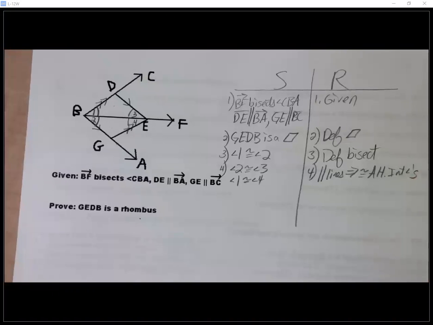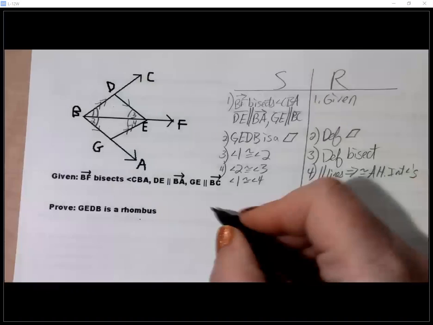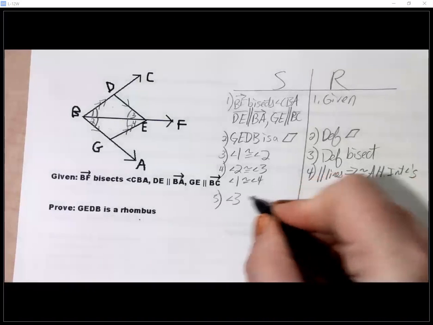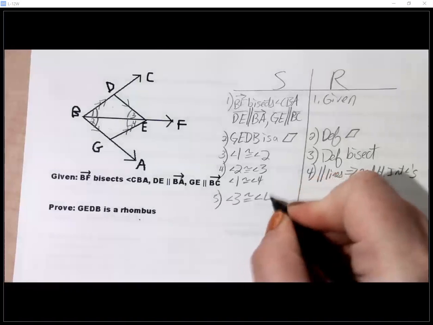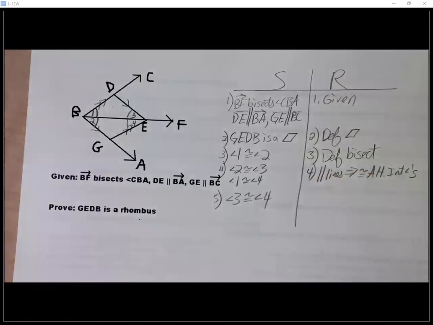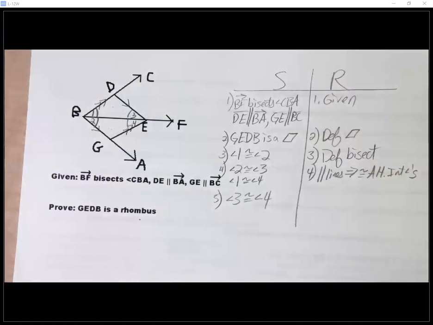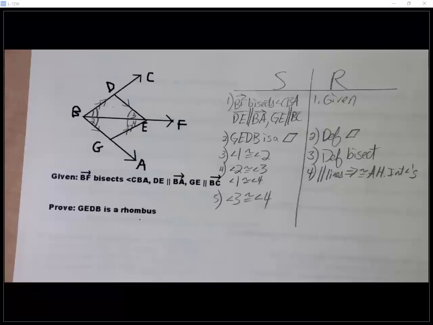I'm trying to get 3 equal to 4 though. Do I have enough to say that? Can you say that 3 is equal to 4 now? Yeah, why? Substitution, because if 1 is equal to 2, then 2 is equal to 3, and 1 is equal to 4. Here's a good example of transitive when you're doing multiple substitution. If you say substitution, I would take it, but remember, you want to follow the chain.